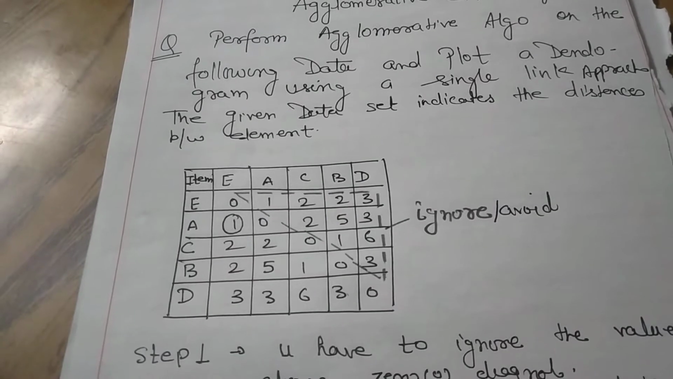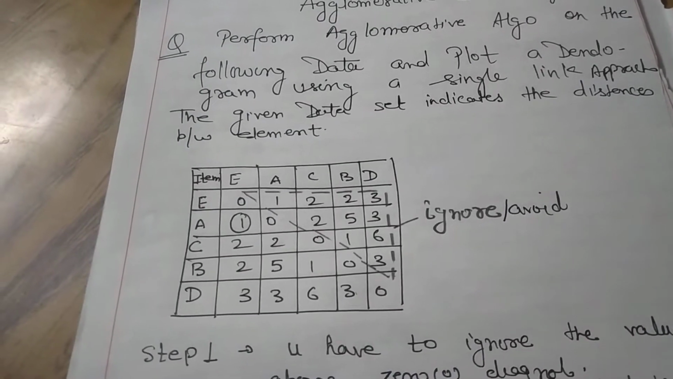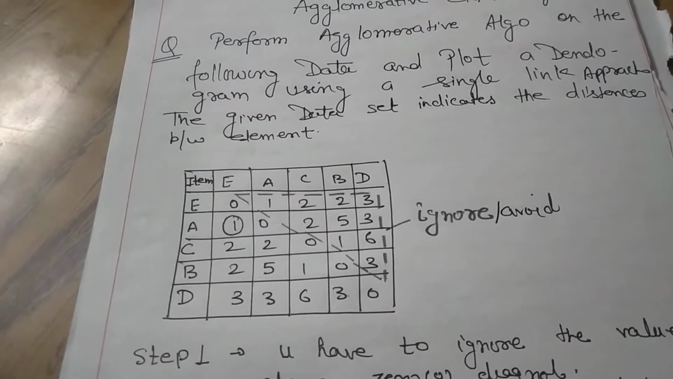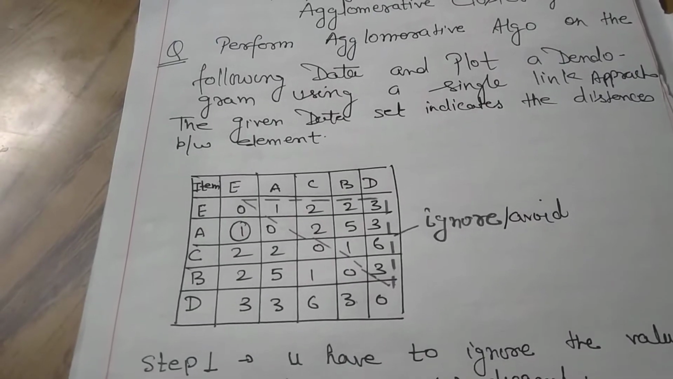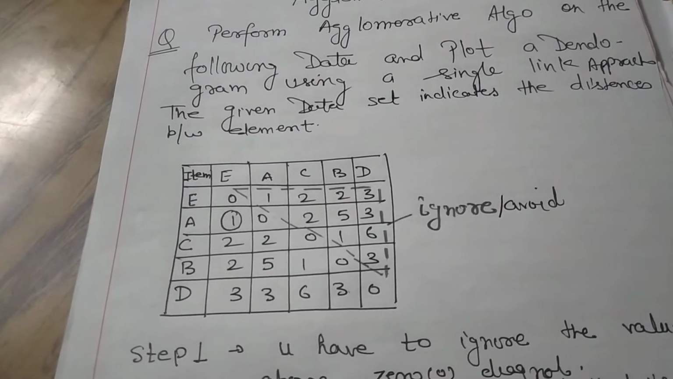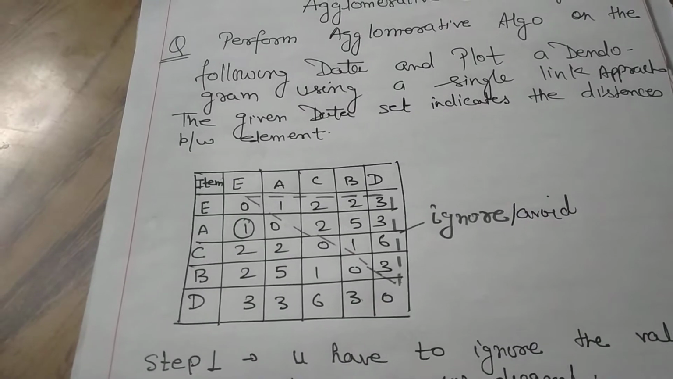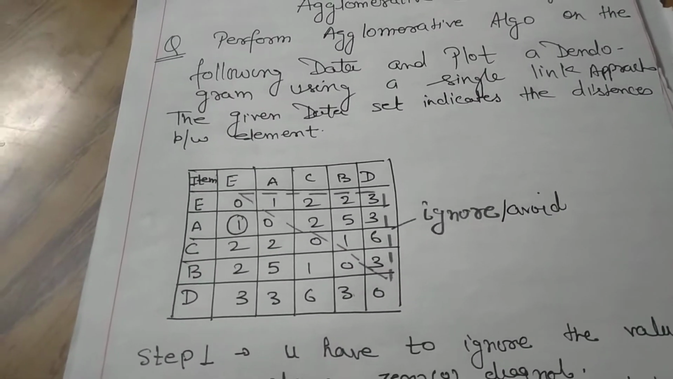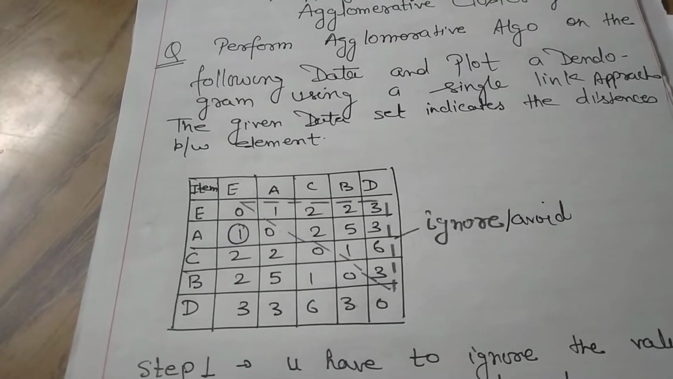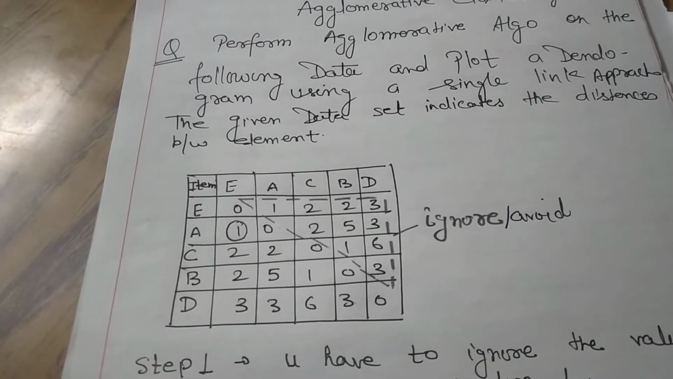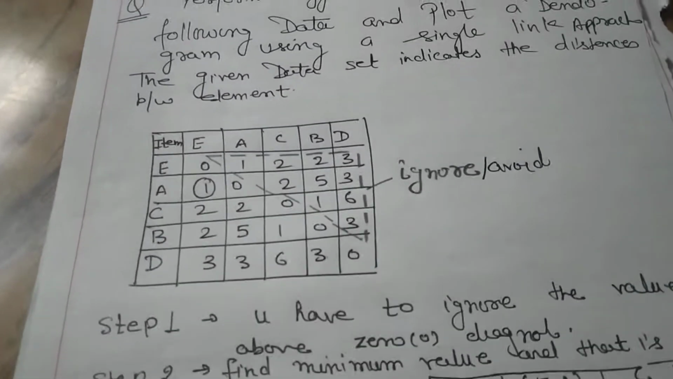For agglomerative clustering, you have to make a dendrogram. What is meant by dendrogram? A dendrogram is a type of hierarchy. I will explain at the end what a dendrogram is. First, let's perform this question. Step 1.